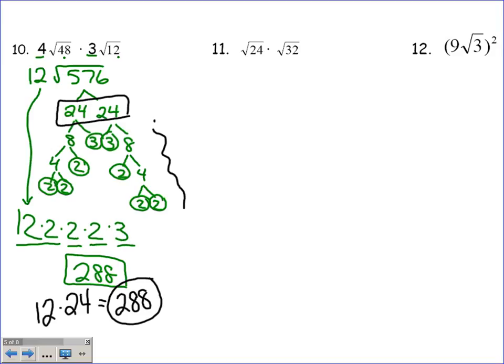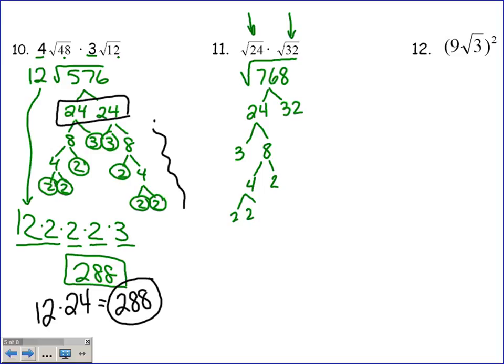Number 11 looks good. It's a good problem. What we'll do is we'll start off, we'll multiply these together. This isn't hugely crucial, but it's 768. And we'll break these down. This would be 24 and 32. Pretty easy to break those down because it gave us 24 and 32 to begin with. 24 again is 3 times 8. 8 is 4 times 2, which is 2 times 2 again. 32 we could say is 16 and 2. 16 is 4 and 4. And then we have a whole bunch of 2's here on the bottom to end up with.